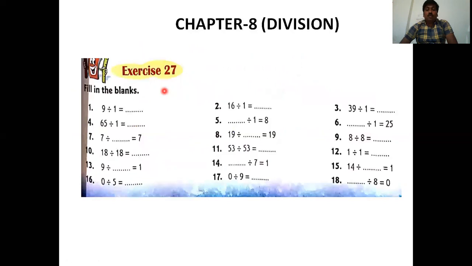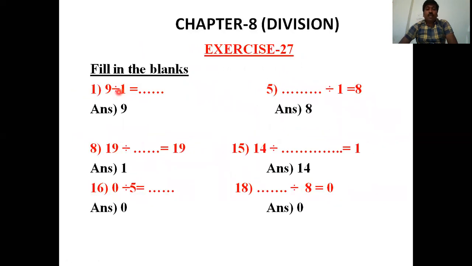Now what will be the answer? 9 divided by 1, we get the number itself. This is the number and this is the number itself. And now here is the 1, and the answer comes 8. Now write the number 8. When any number is divided by 1, we get the number itself.